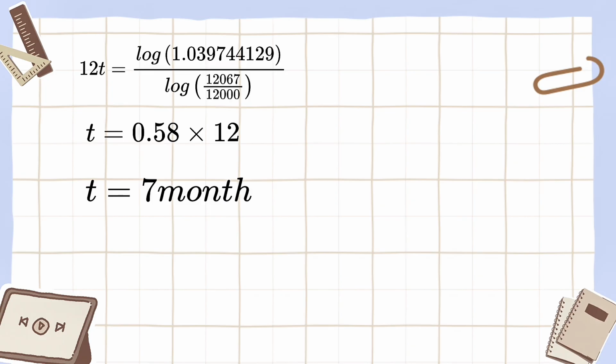After we get the answer, we have to bring 12 to the right side, and then we have to multiply it with 0.58, and then we will get the final answer, which is 7 months. 7 months is the total monthly payments that Mr. Adi has missed.